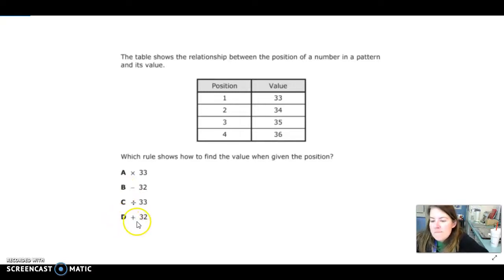So D is saying plus 32. All right, well, if I put in a 1, 1 plus 32, does that equal 33? Yes. How about 2 plus 32? That does equal 34. 3 plus 32, yes, that equals 35. 4 plus 32, yes, that equals 36. So the rule for this input-output table would be D, it's a plus 32 pattern.